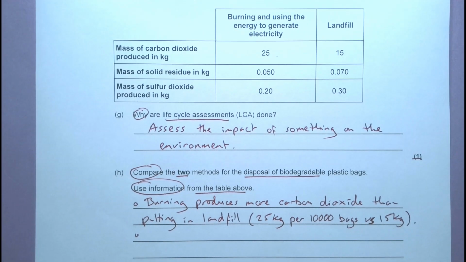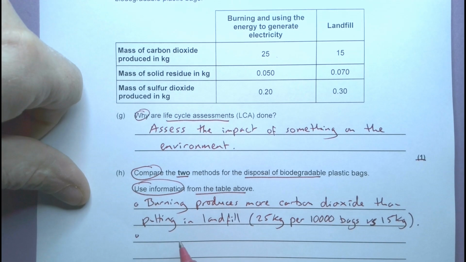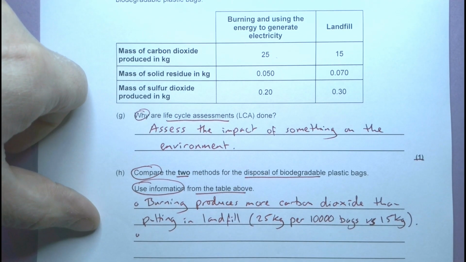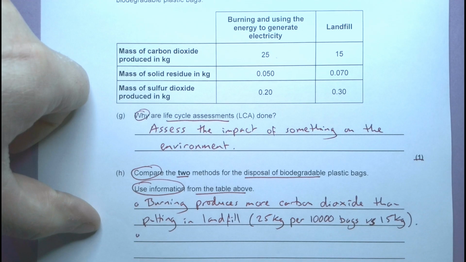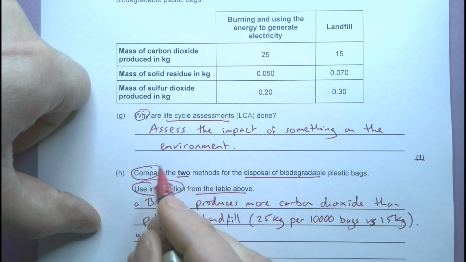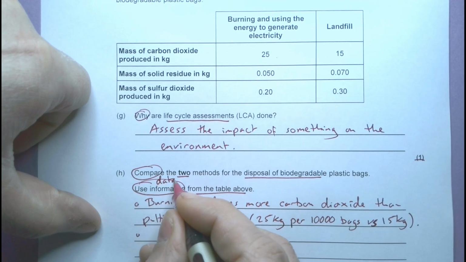Interestingly, I'd expect this question normally to say use data in your answer. If it says use data, then obviously you have to make reference to it straight away. It says use information. I think mostly you'd say it's saying use data, but I'm going to take where it says use information as use data or include data.